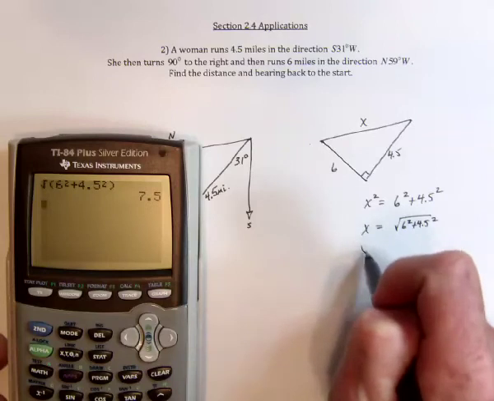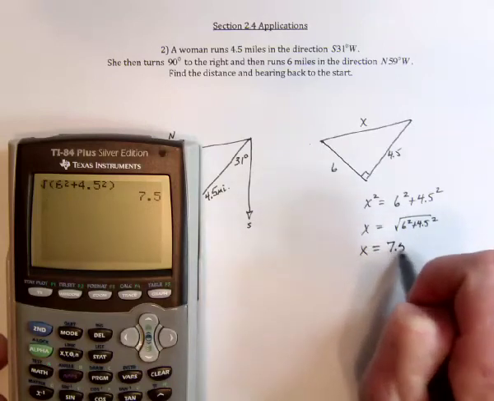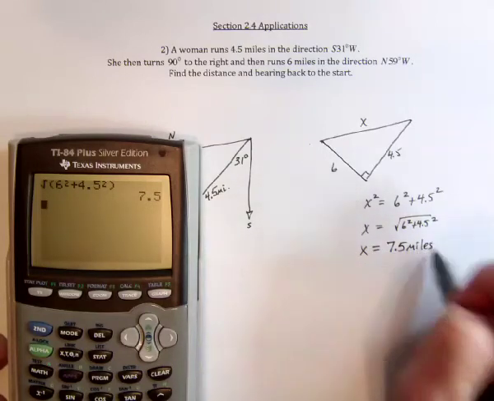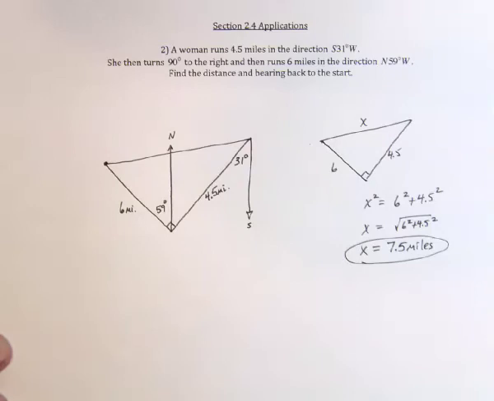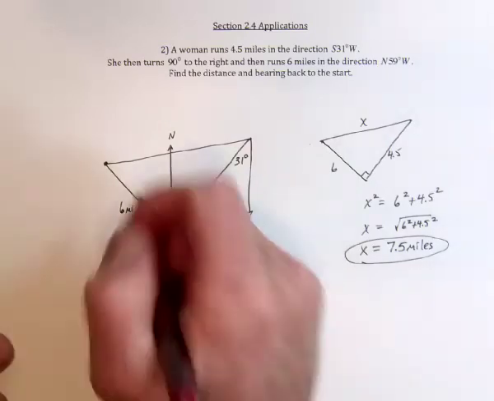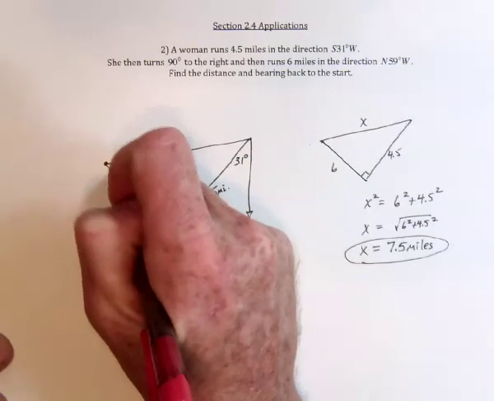Well, that worked out nicely. So it's going to take 7.5 miles to run back to the start. So there's the distance back to the start. And now, what bearing should she take back to the start? Well, the first thing to do is find this angle.